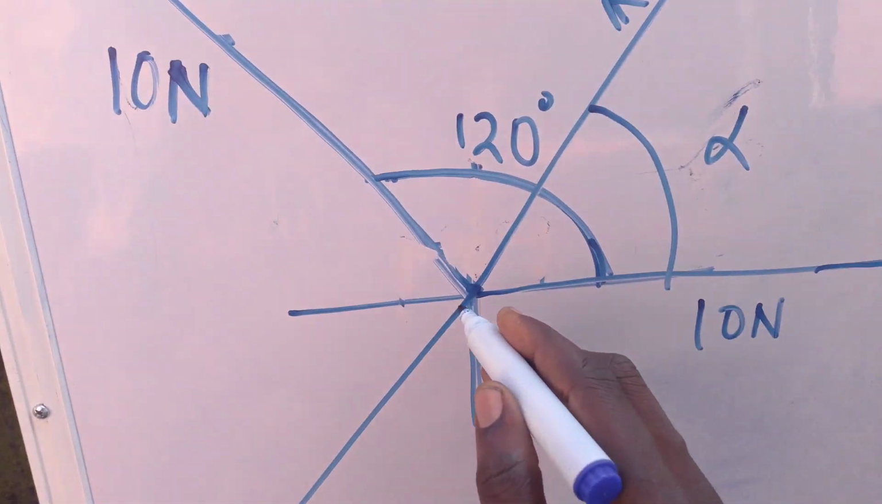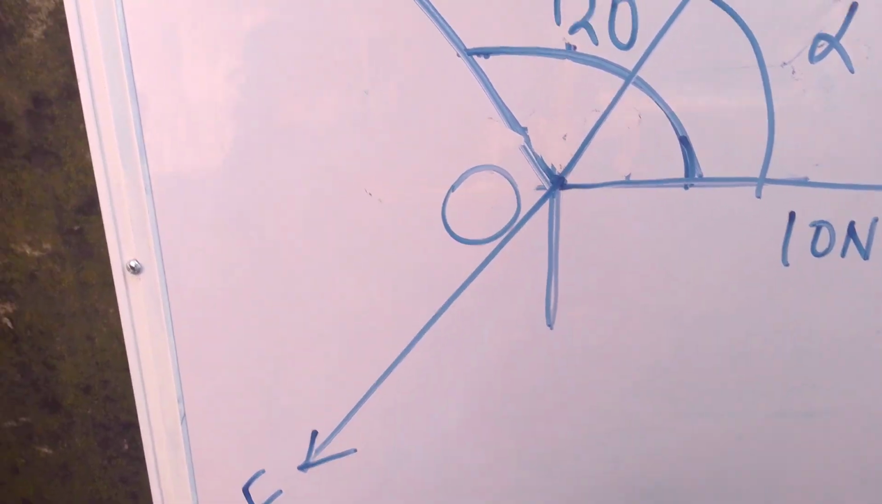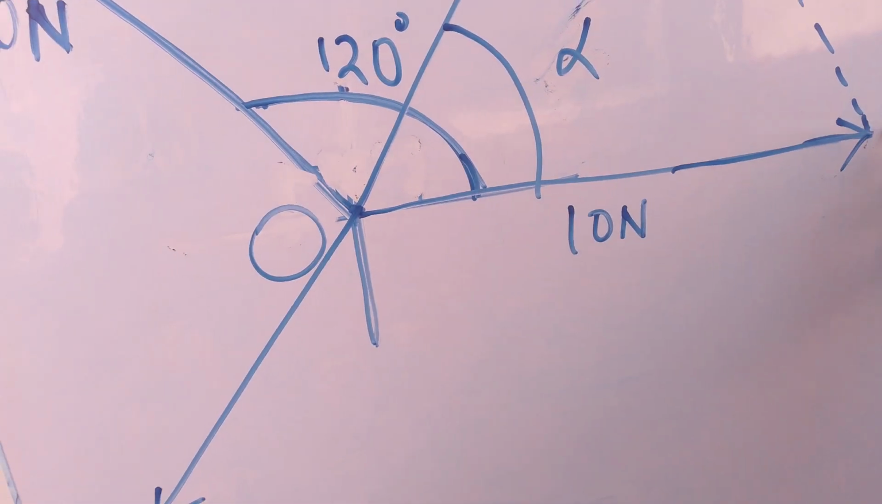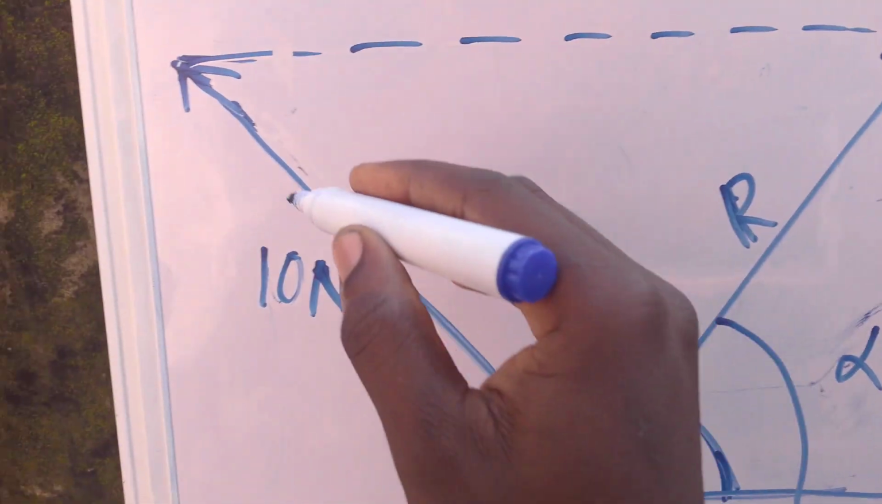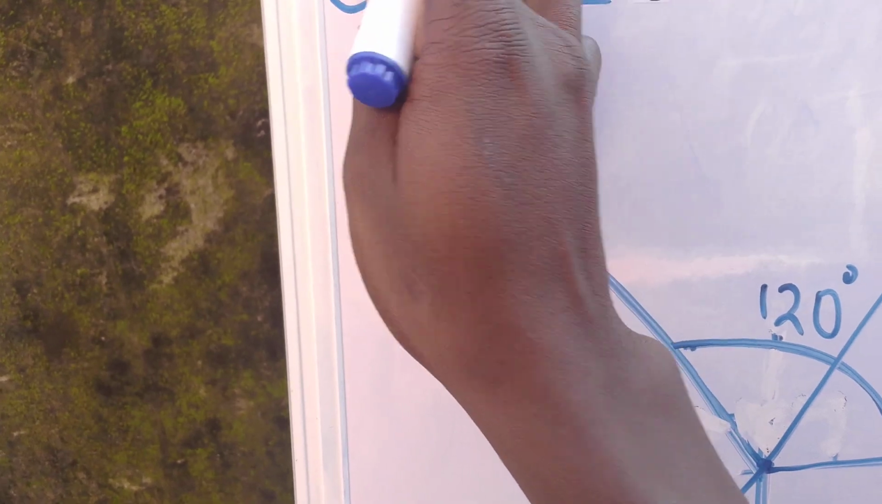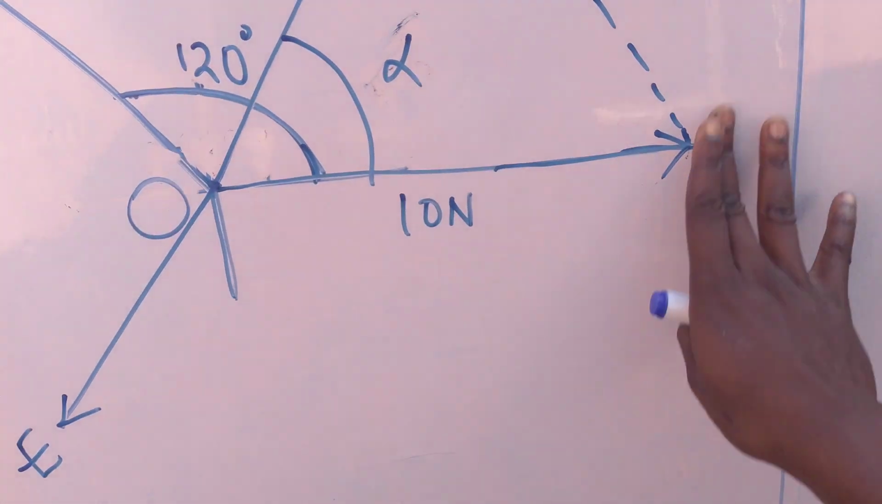So I can call this center point O. Then I call here A, here B, here C. Okay, OABC.